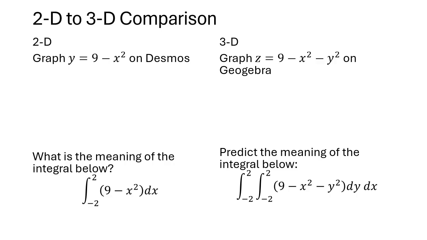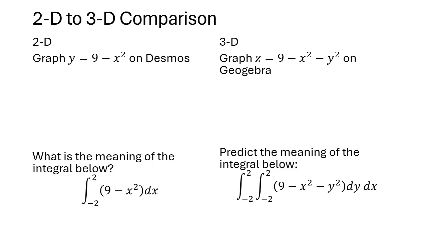So if we think about it, the graph of y equals 9 minus x squared is a parabola. It's an upside down parabola. The integral from -2 to 2 of 9 minus x squared is the area underneath that parabola between x equals -2 and x equals 2.